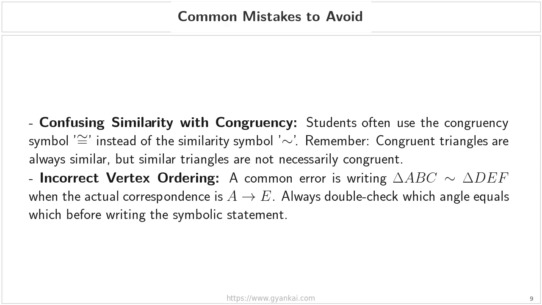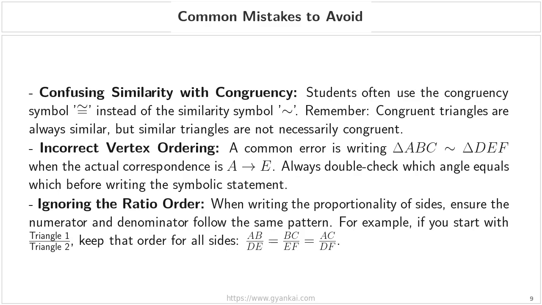Second, watch your vertex ordering. This is a mistake that can invalidate your entire mathematical statement. As we discussed in the previous slides, the order of the letters tells us exactly which corner matches which. You cannot simply write, triangle ABC is similar to triangle DEF, if, in reality, angle A matches angle E. You must always double-check your angle equalities before writing down your symbolic statement to ensure the sequence of letters is accurate.